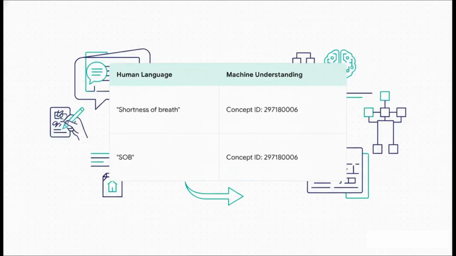And here's why that's so tricky. You might write shortness of breath in a note. Your colleague might just write SOB. We know they mean the same thing, but a computer doesn't. So NLP is basically a translator. It teaches the machine that all these different human phrases actually point to the very same medical idea.